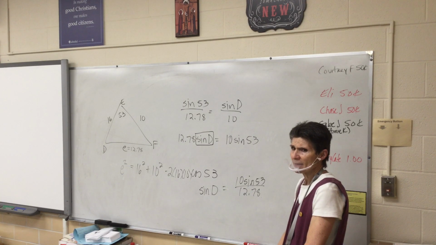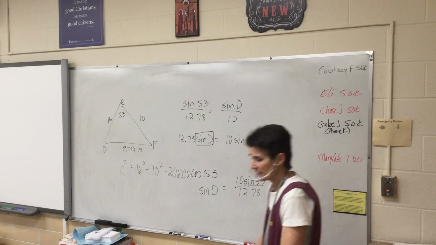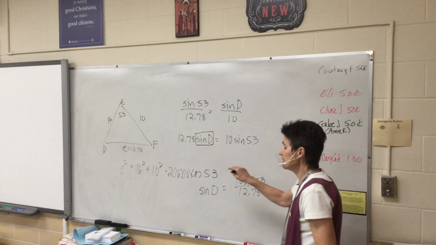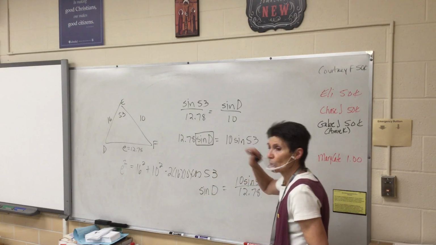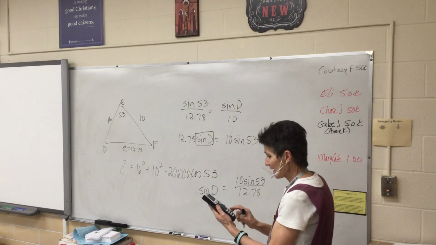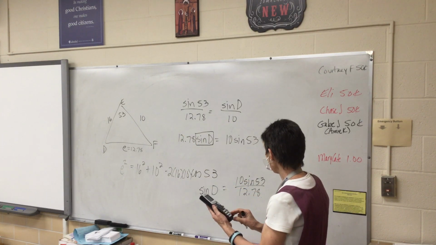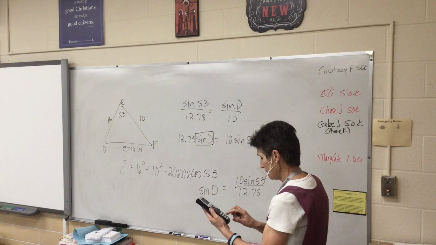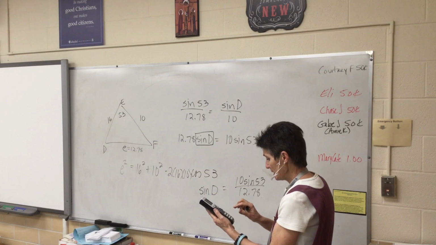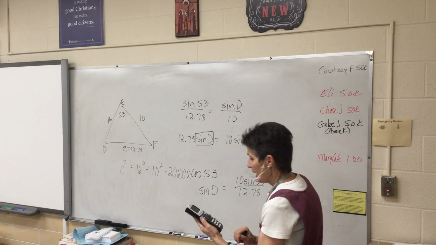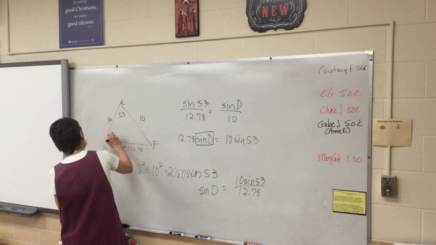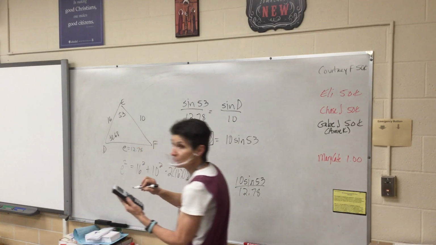How do I type that in my calculator? Second sine. Remember, whenever your variable is sine d or cosine d, you have to do second. So second sine 10 sine 53 close parentheses divided by 12.78 equals, I got 38.68. Did you?